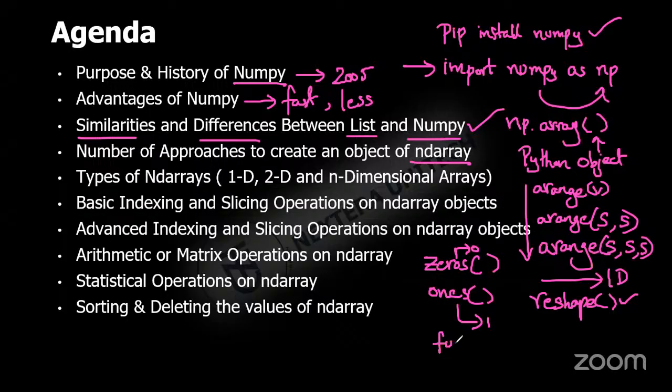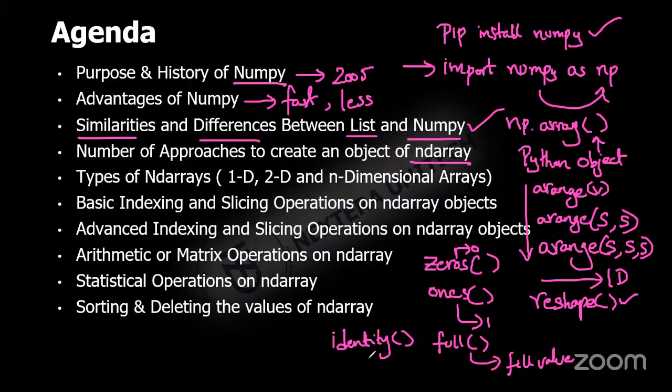Next to the ones function, we discussed the full function. Right? So depending on the fill value, whatever value we specify, that fill value will be used for giving the array elements, the array values. And finally, we have discussed the identity function, which will return a square matrix.